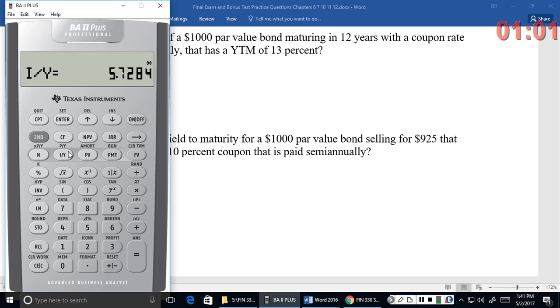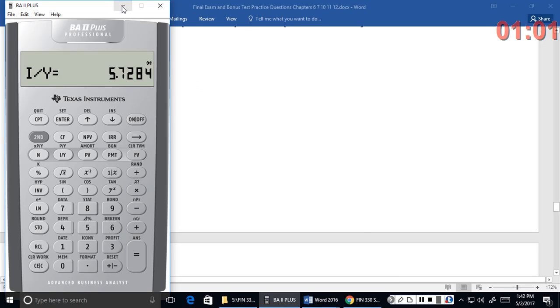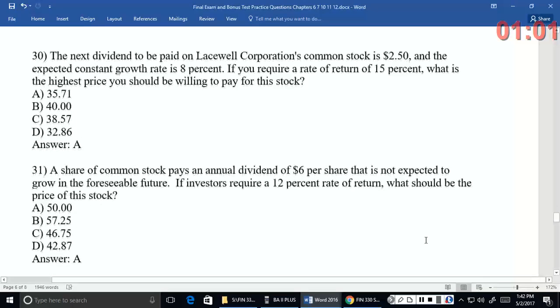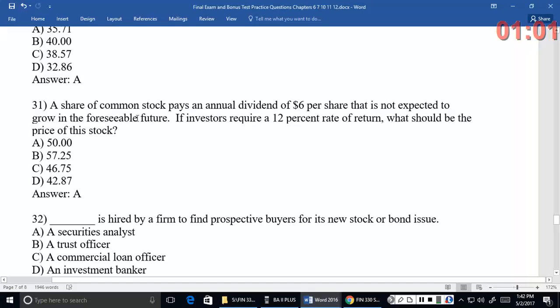Number 30, I think, is pretty straightforward. It's a constant growth valuation problem. Let me take a look at the other ones really quickly. Number 31, zero growth. Share of common stock pays annual dividend of $6. It's not expected to grow, so it would simply be 6 divided by 0.12, and that should equal, what's the answer here? A, which is $50.